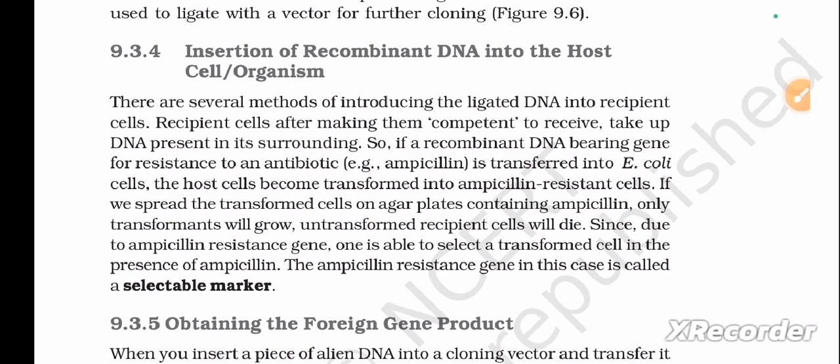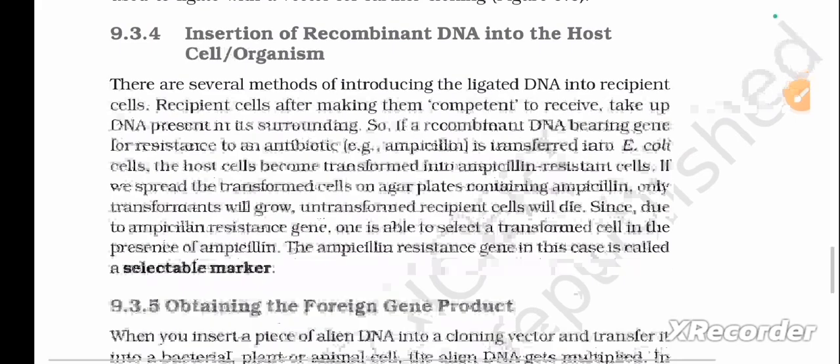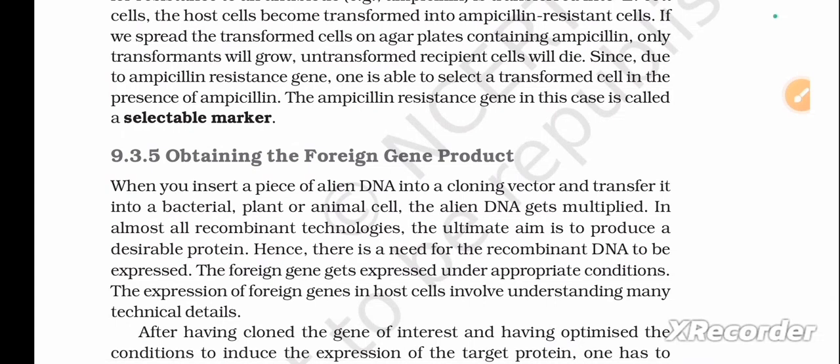So, if a recombinant DNA bearing a gene for resistance to an antibiotic, for example ampicillin, is transferred into E. coli cells, the host cells become transformed into ampicillin resistant cells. If we spread the transformed cells on agar plates containing ampicillin, only transformants will grow. Untransformed recipient cells will die. Since, due to the ampicillin resistance gene, one is able to select a transformed cell in the presence of ampicillin, the ampicillin resistance gene in this case is called a selectable marker.